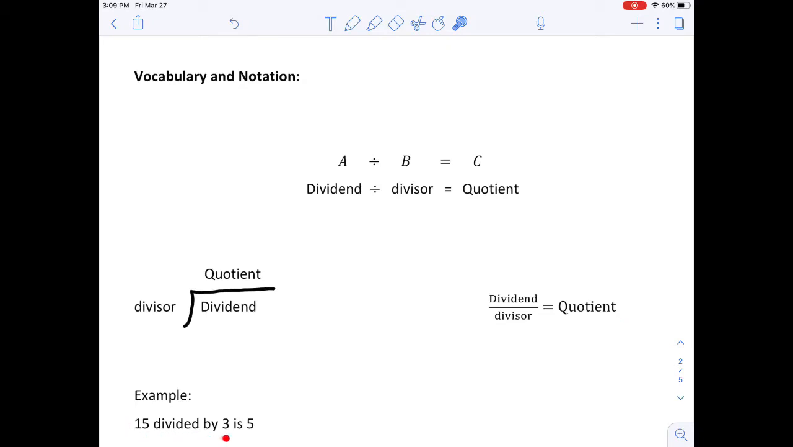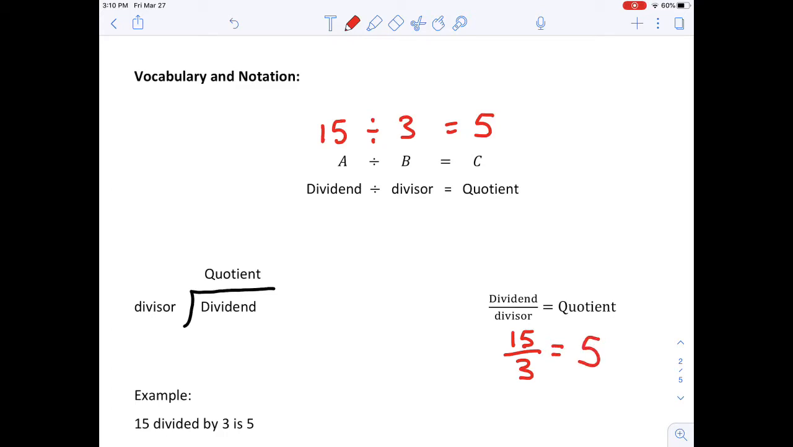So let's do a specific example of 15 divided by 3 is 5. 15 is our dividend, divided by 3 is the divisor, and 5 becomes the quotient. On the right here, the fraction perspective, 15 divided by 3 equals 5.